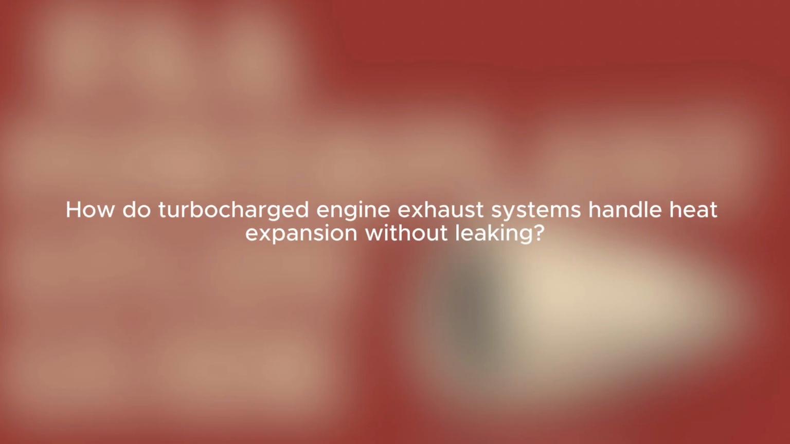How do turbocharged engine exhaust systems handle heat expansion without leaking? They use flexible components like bellows and ball joints. These parts allow the system to expand and contract with heat while still keeping it sealed.